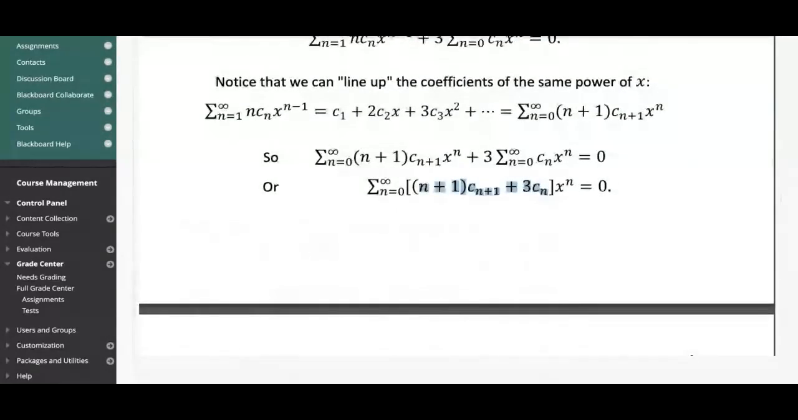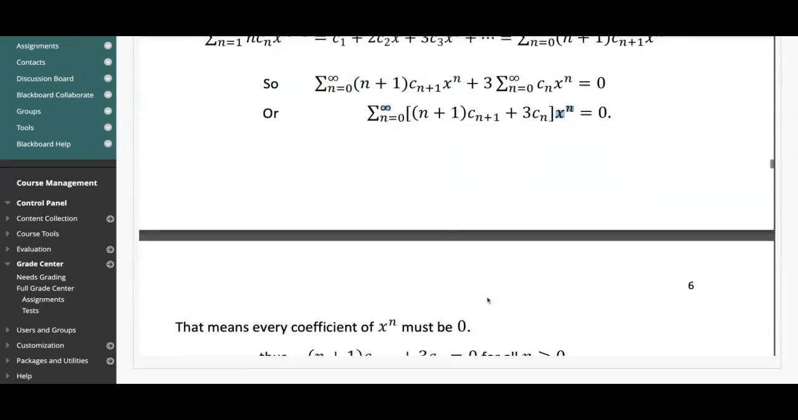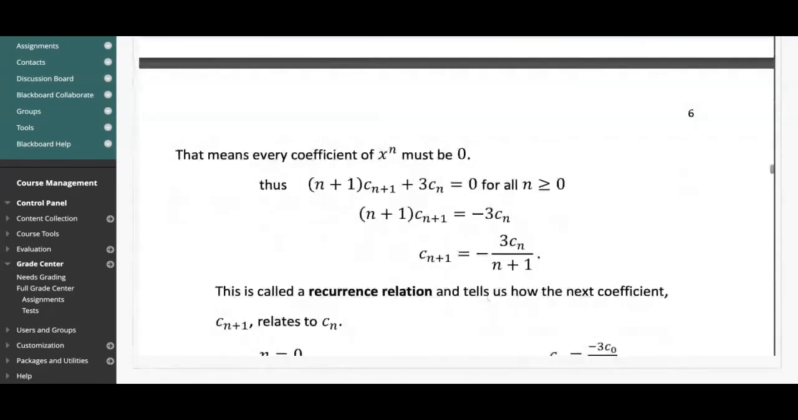Actually, every coefficient has to be 0, not add up to be 0, because we have different terms. We have x raised to n, x raised to n minus 1, so they're not like terms. Right? So for an infinite power series to be 0, all the coefficients have to be 0. So we can take the nth term, typically the nth term to be 0.